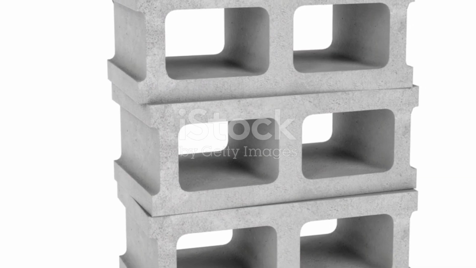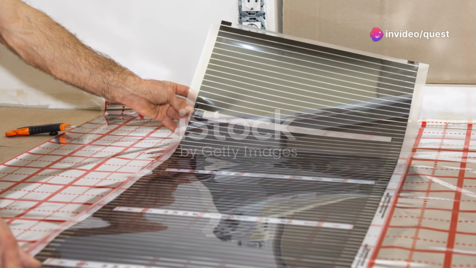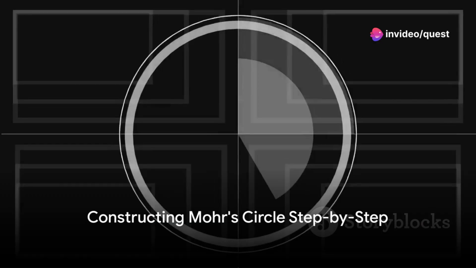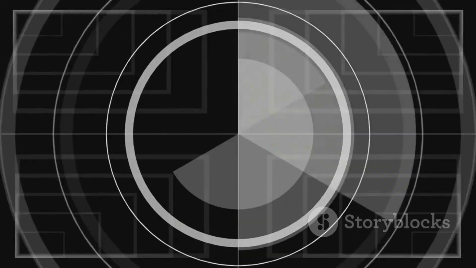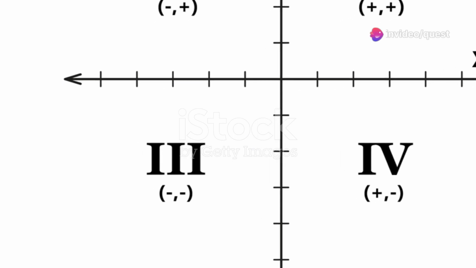With a basic understanding of stress and strain, we are now ready to dive deeper into Mohr's Circle. Mohr's Circle may seem complex at first glance, but it's actually a straightforward construction. We'll demystify it by breaking it down into simple steps. Our first step is to draw two axes. The horizontal axis represents the normal stress, and the vertical axis represents the shear stress.